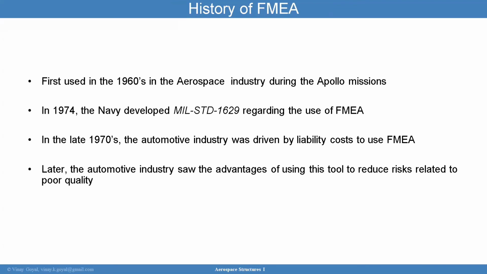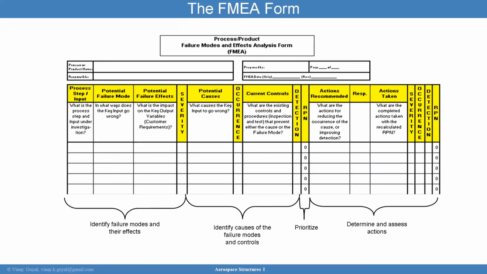So when was the FMEA first used? It was first used in the 1960s in the aerospace industry during the Apollo missions. In 1974, the Navy developed the MIL Standard 1629 regarding the use of FMEAs. In the 70s, the automotive industry adopted it, driven by liability costs. Later, the automotive industry saw the advantages of using this tool to reduce risk related to poor quality.